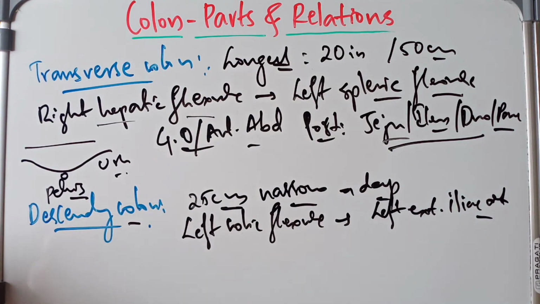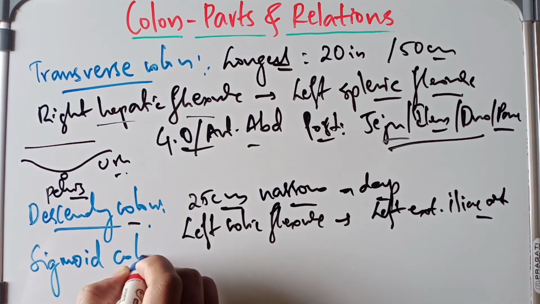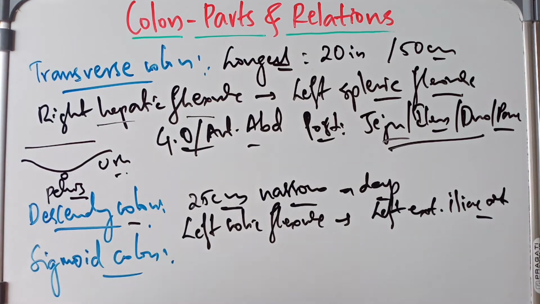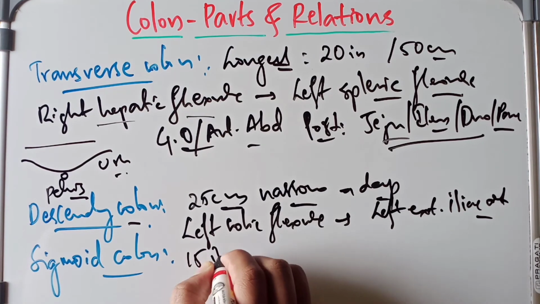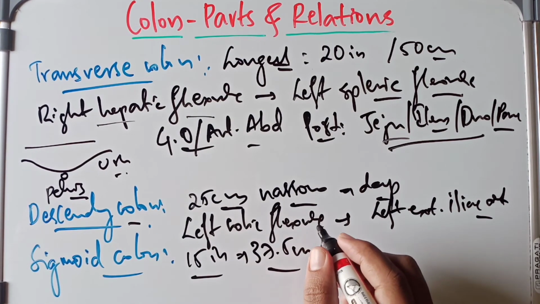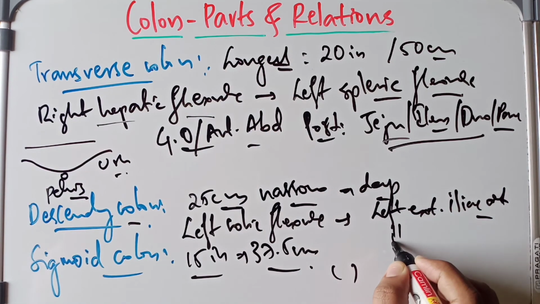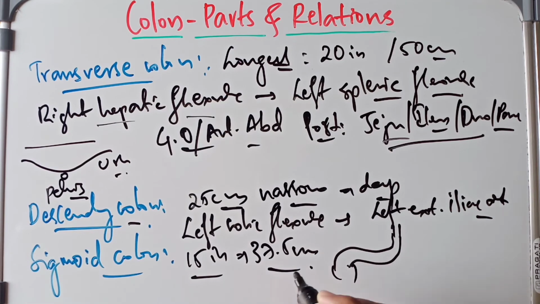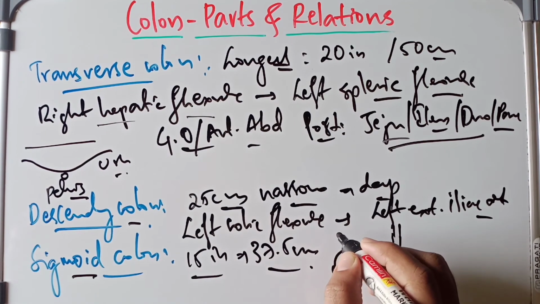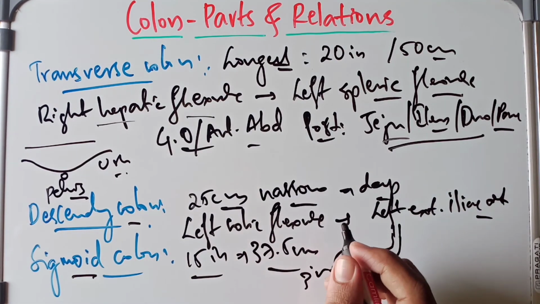So lastly, the sigmoid colon. What do you know about the sigmoid colon? The sigmoid colon is comparatively shorter, about 15 inches or 37.5 centimeters in length, and it connects the descending colon with the rectum. Here we have the descending colon and here the rectum. It is generally S shaped, that's why it is named the sigmoid colon. It extends from the lower end of the descending colon at the level of the left pelvic inlet to the pelvic surface of the third piece of the sacrum, where it becomes continuous with the rectum.